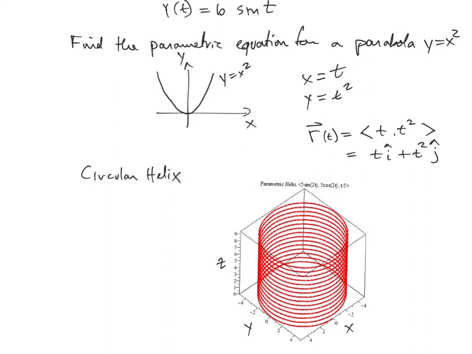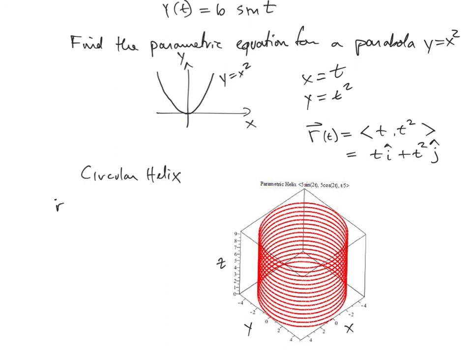Okay, if we just look in the xy plane, what do we got? If we look at this curve straight down on the xy plane, what would we see? We just see a circle, right? So in terms of x and y only, the parametric equations would just be the parametric equations for a circle, which we already know, right?